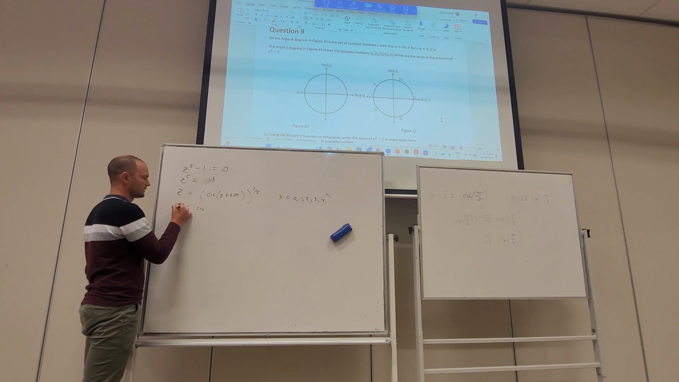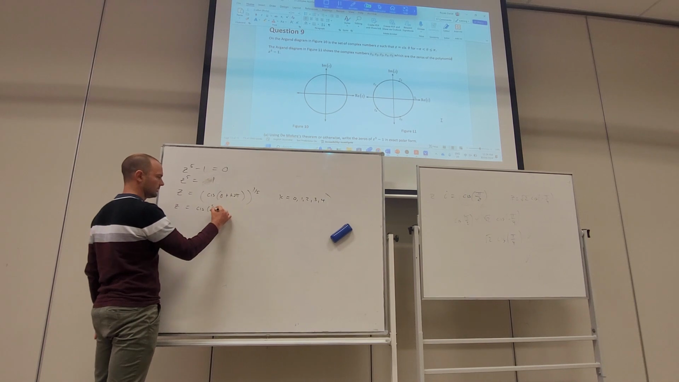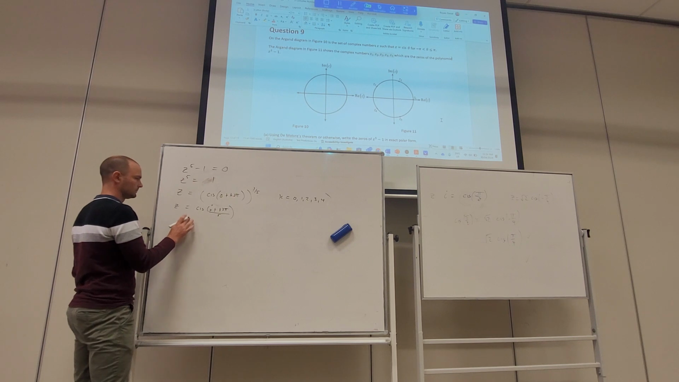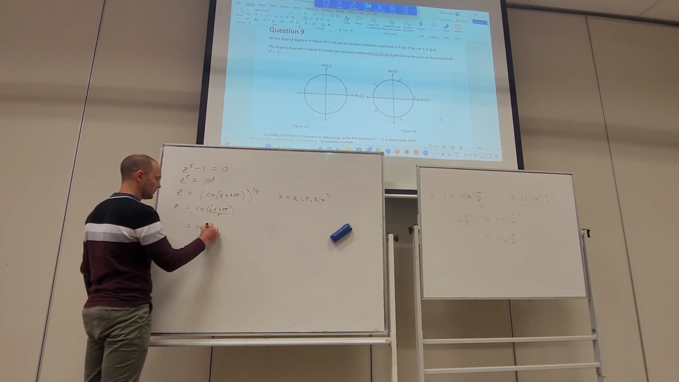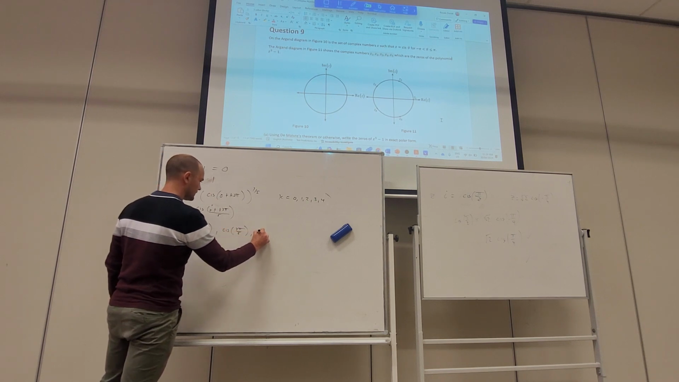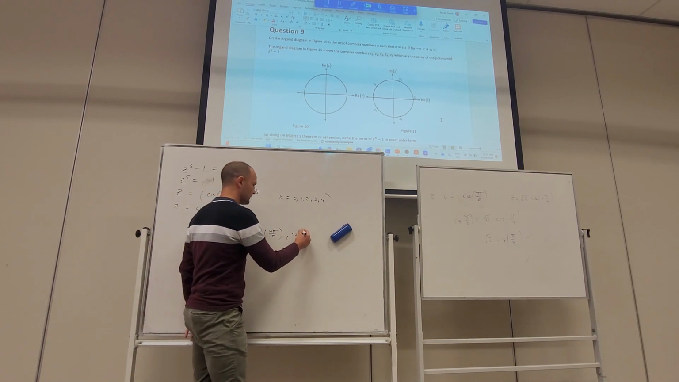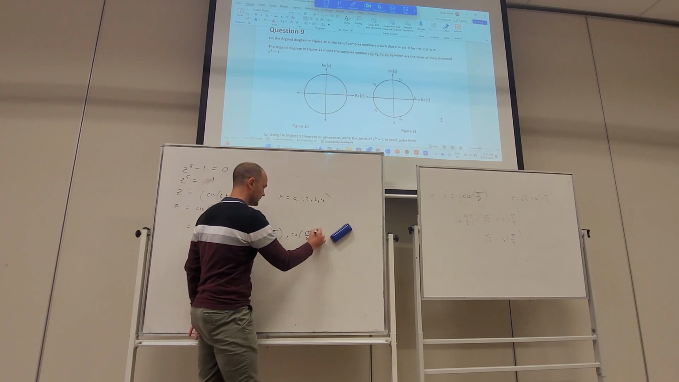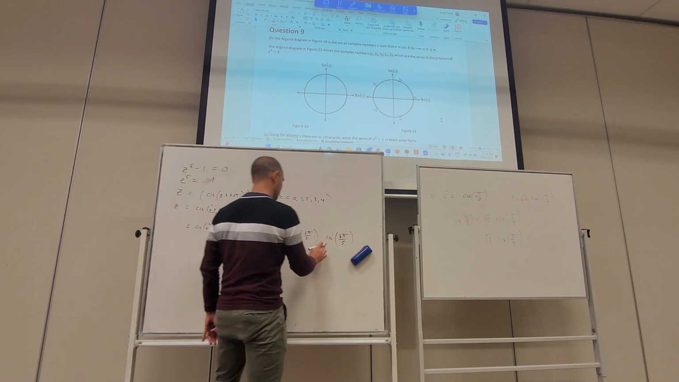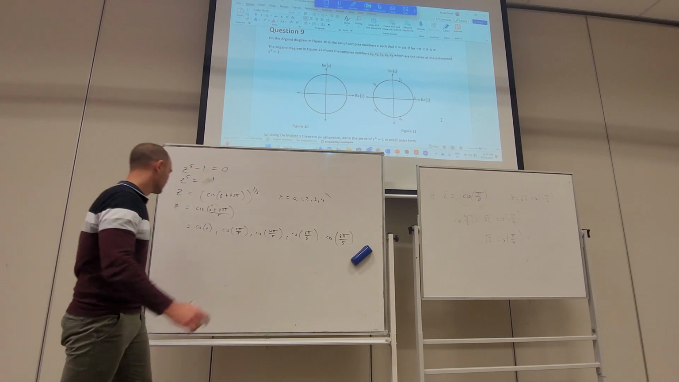This will give us cis of 0. Hang on, that's plus. So we'll have cis of 0, cis of 2 pi on 5, cis of 4 pi on 5, cis of 6 pi on 5, and cis of 8 pi on 5.